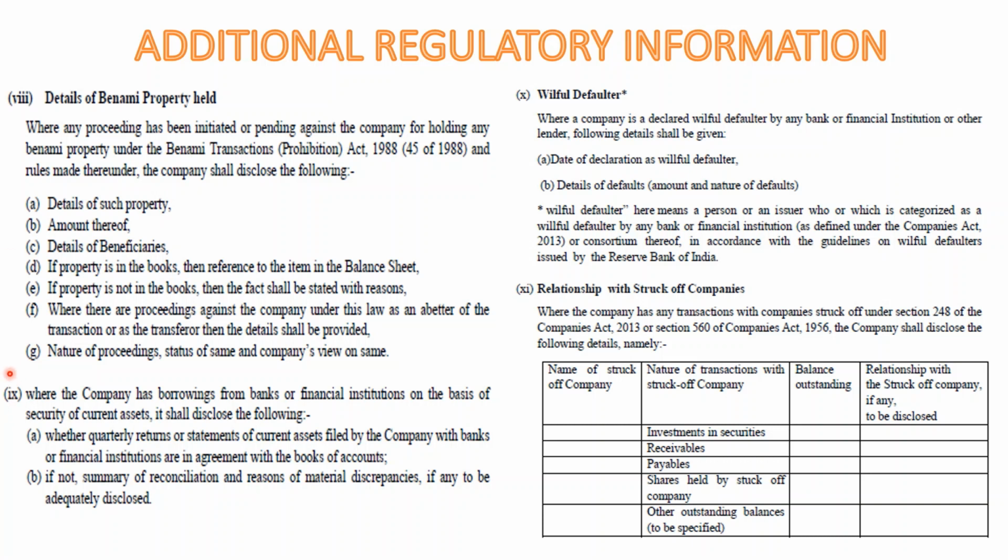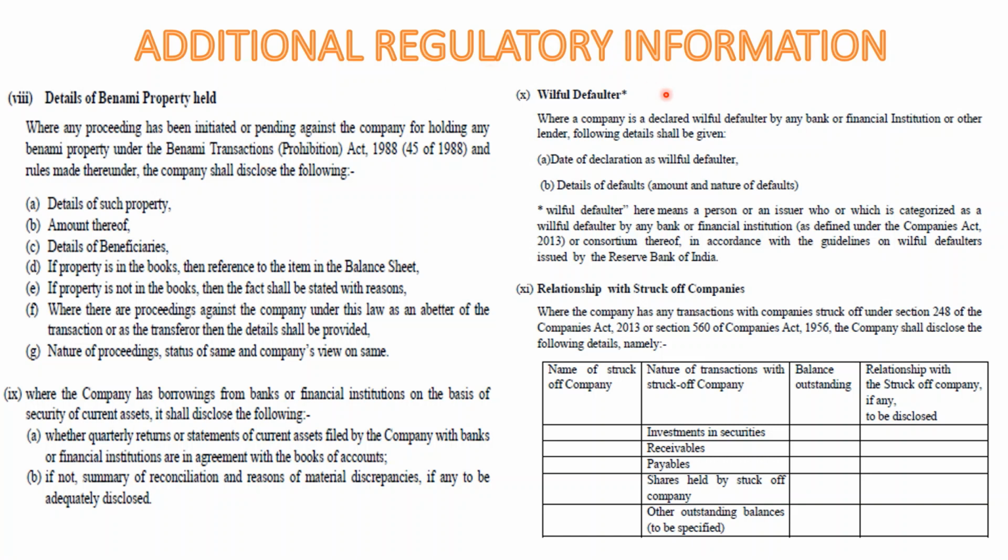Ninth disclosure is regarding borrowing from banks or financial institutions on the basis of security of current asset. It should disclose whether the quarterly return or statement of current asset filed with the bank agrees with the books of accounts, and reconciliation and reason in case of material discrepancies have to be disclosed.